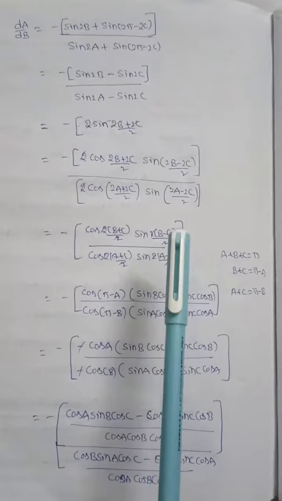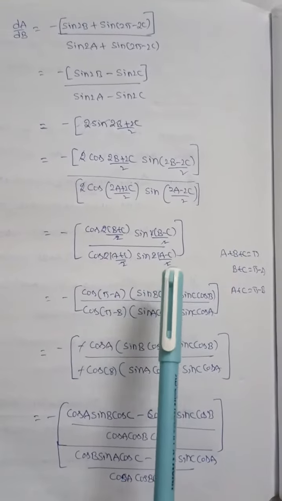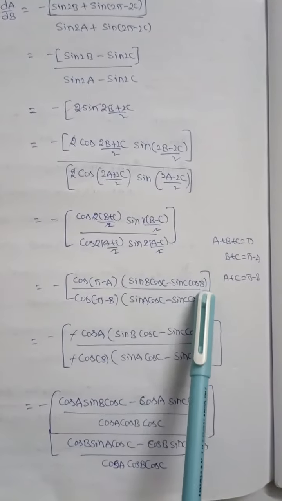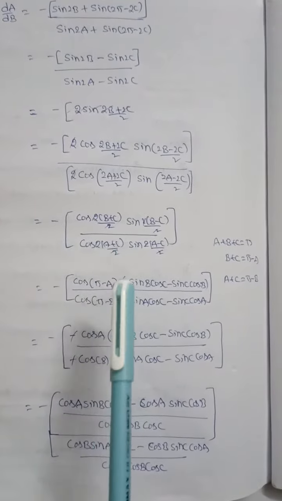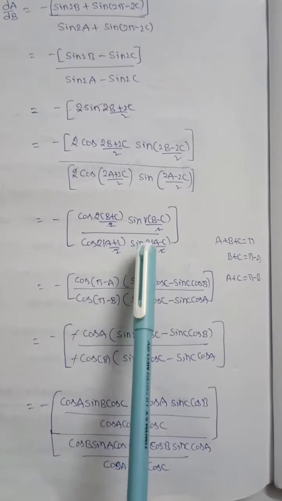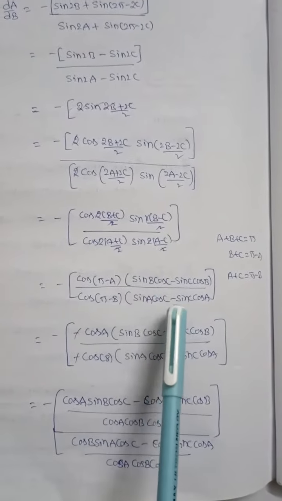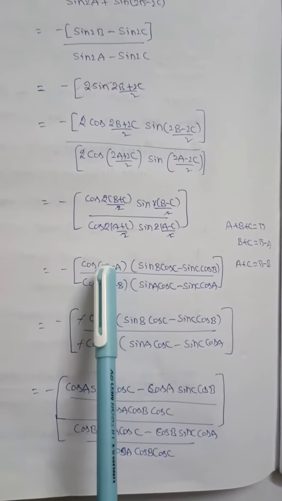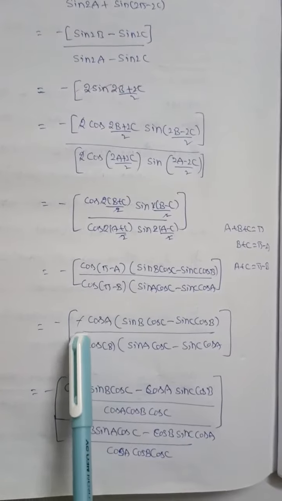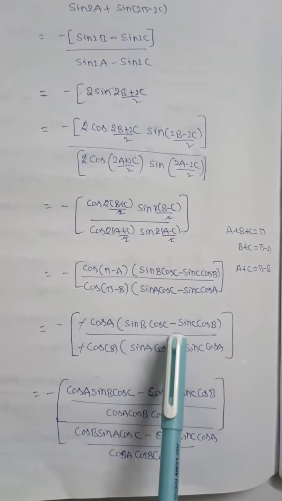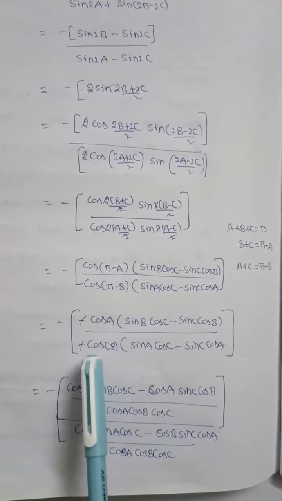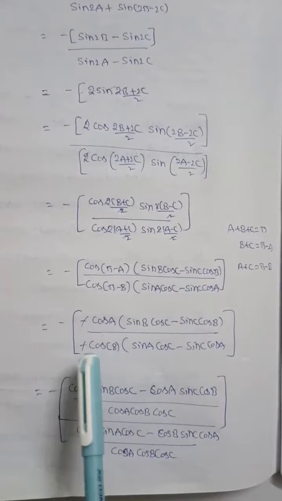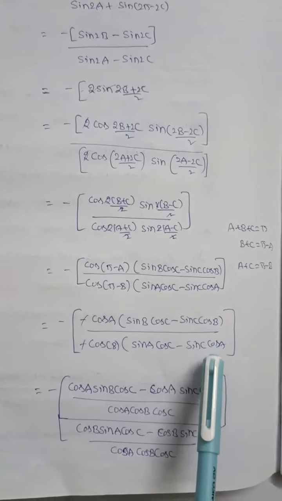What is sin A minus B? Sin A cos B minus cos A sin B. Here sin(b minus c) means sin b cos c minus sin c cos b, and in the denominator cos(a plus c) means cos(pi minus b), sin(a minus c), which is sin a cos c minus cos a sin c. Here cos(pi minus theta) is in the second quadrant where cos is negative, so minus cos a into (sin b cos c minus sin c cos b), over minus cos b, times (sin a cos c minus sin c cos a).